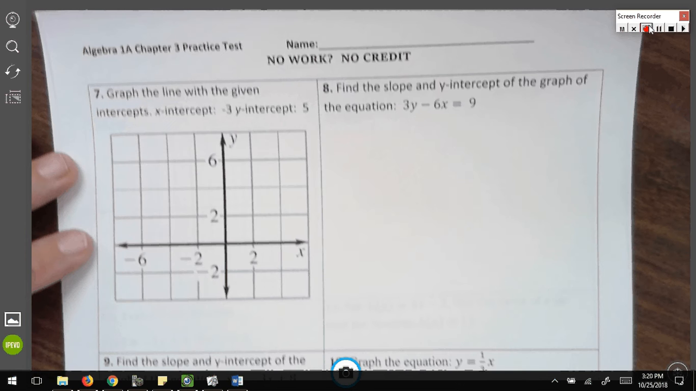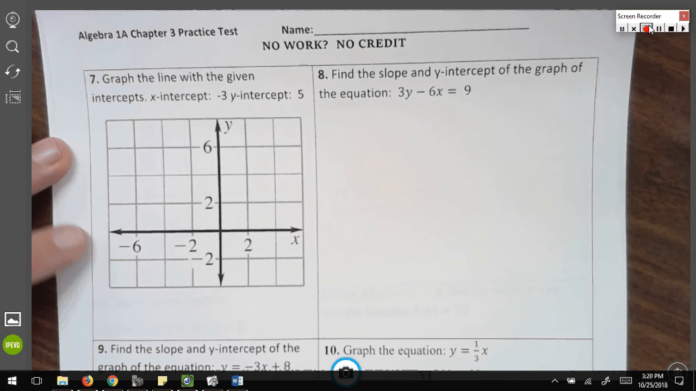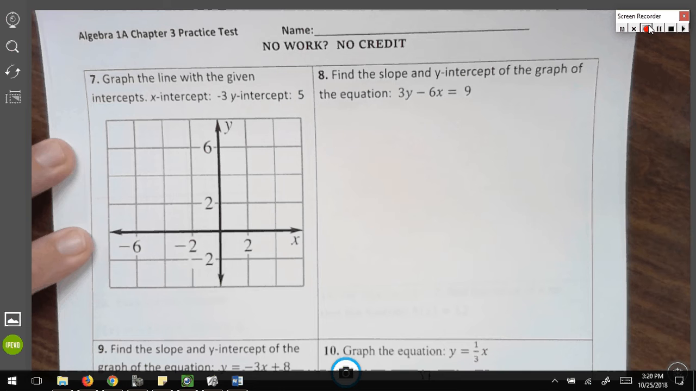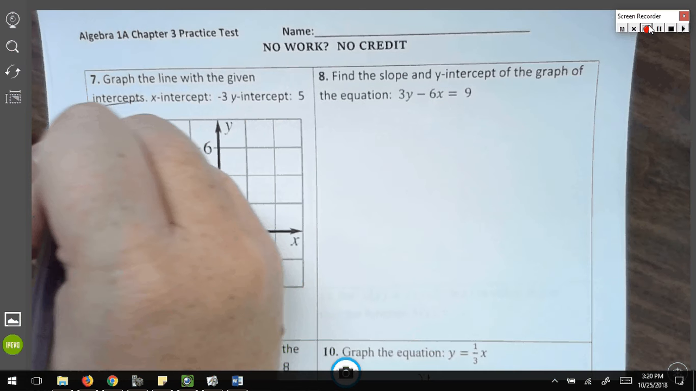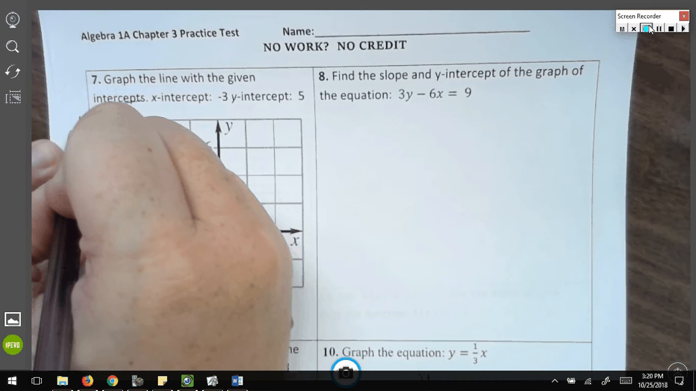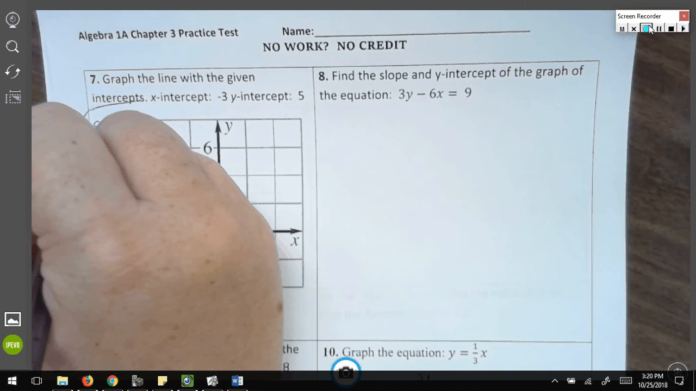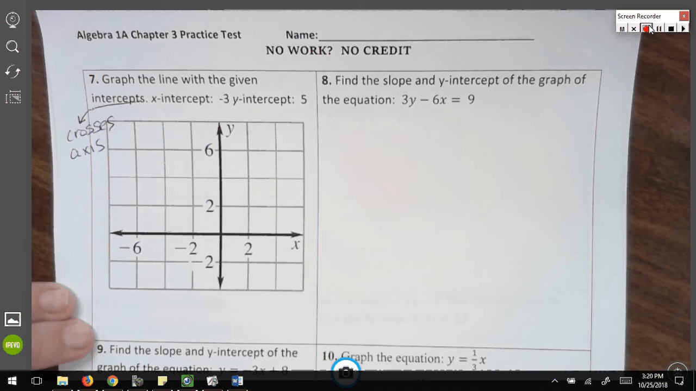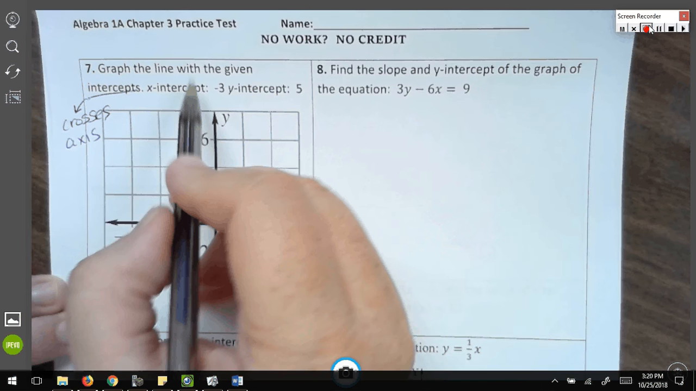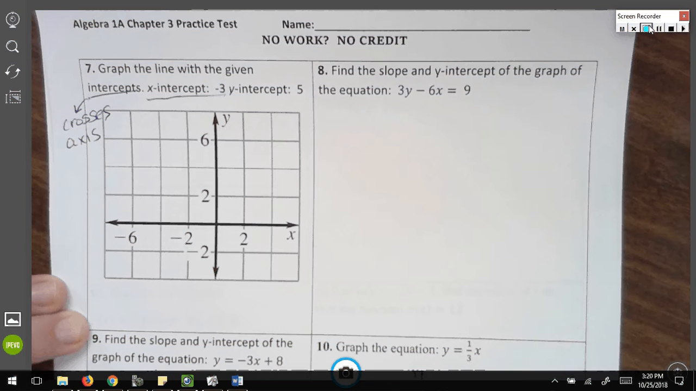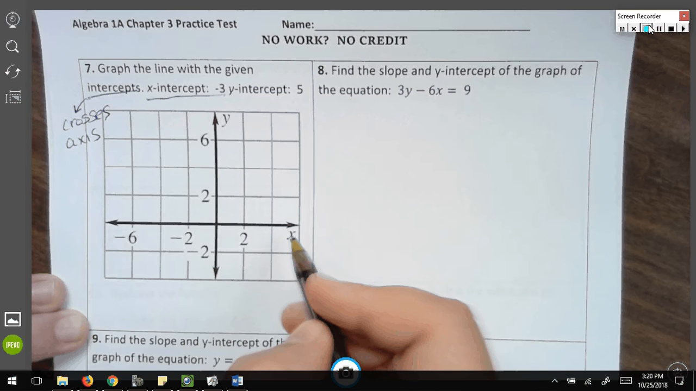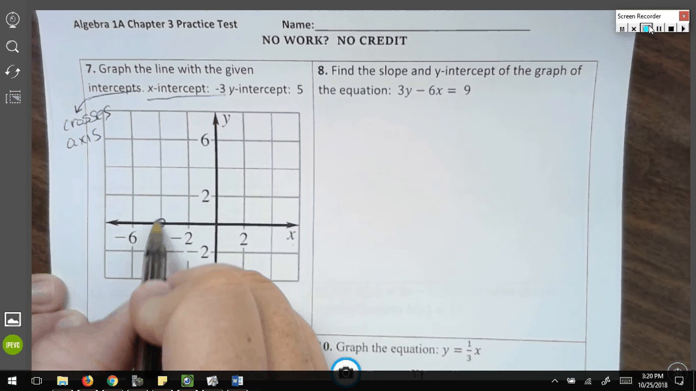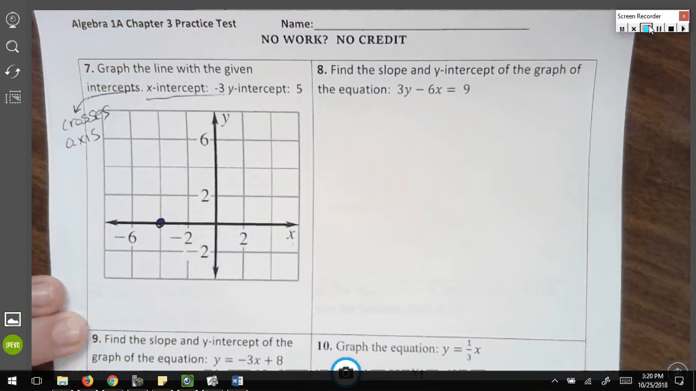Number 7 asks us to graph a line with the given intercepts. Now remember, intercepts are places where it crosses the axis, either the x or the y axis, depending on what it is you're looking at. So this one says the line has an x-intercept of -3. Okay, that means go to the x-axis and go to -3, right?